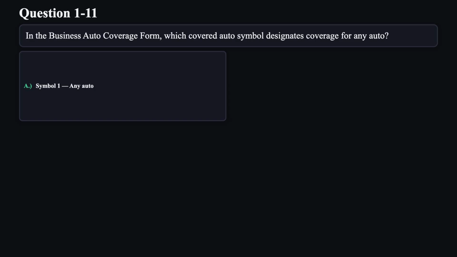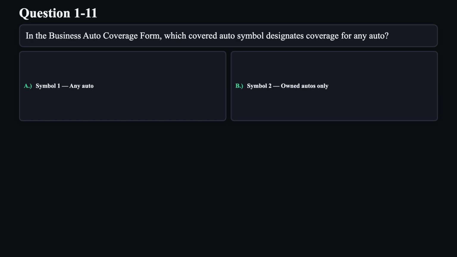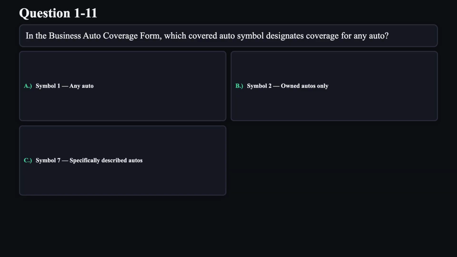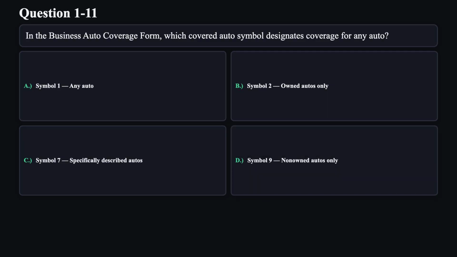A. Symbol 1, any auto. B. Symbol 2, owned autos only. C. Symbol 7, specifically described autos. D. Symbol 9, non-owned autos only.